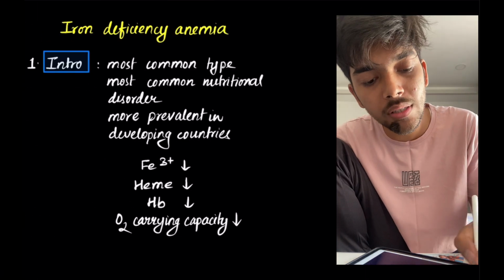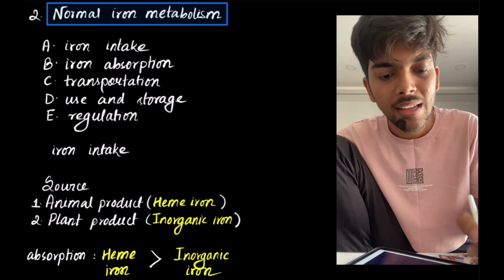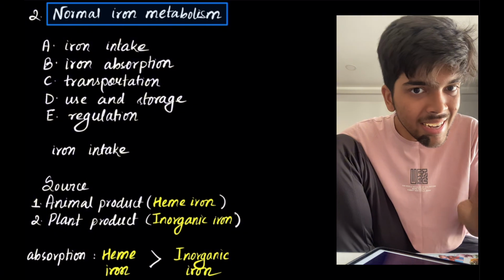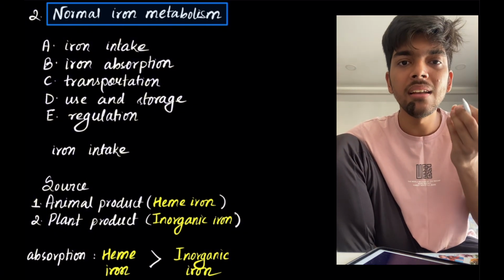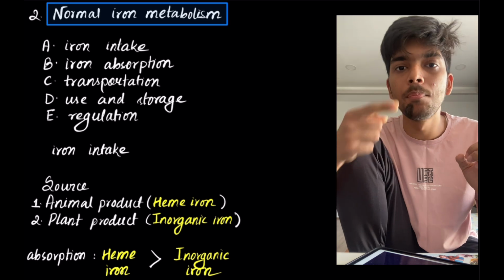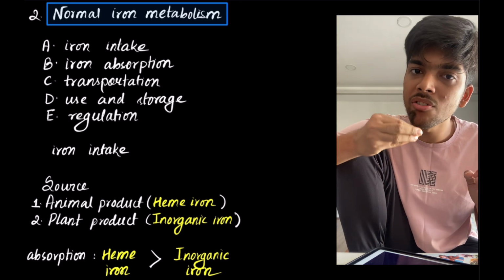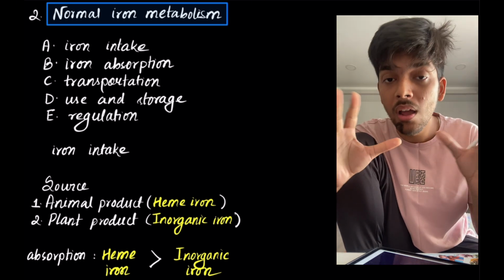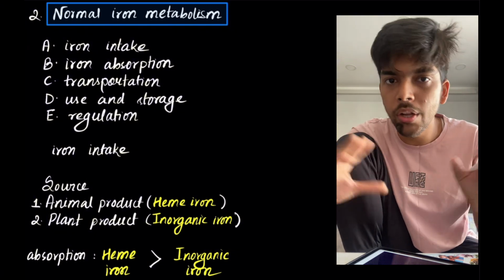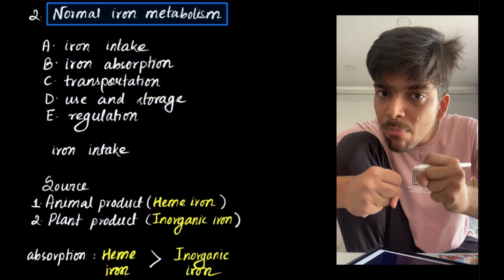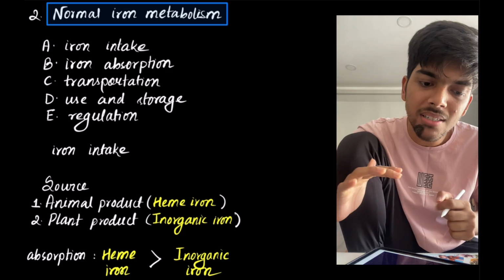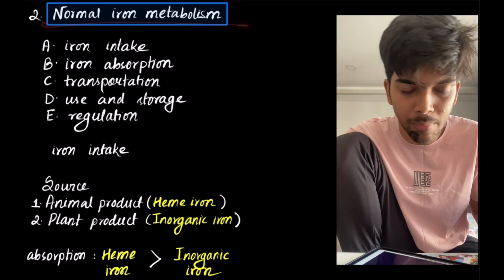Okay, so the first thing was introduction. Second is normal iron metabolism. You first intake iron. This iron enters your gut. It then gets absorbed, reaches the blood. Through the blood, it gets transported to different parts of the body where iron gets utilized, and the excess of iron gets stored in your body. The process of absorption of iron is also regulated. So these are the various steps included under normal iron metabolism.